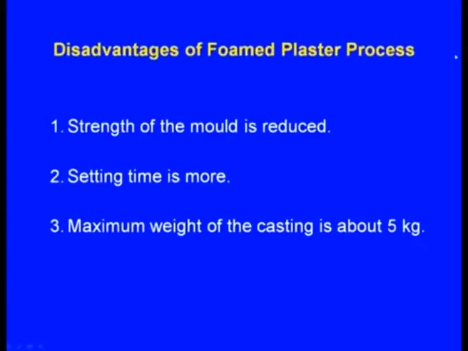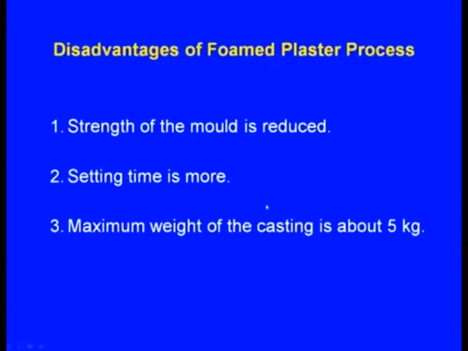These are the disadvantages of the foamed plaster process. Strength of the mold is reduced. Why? In the case of the first one, the entire mold is filled with the plaster, but here half of the mold is filled with the air bubbles. So naturally the strength will be less.